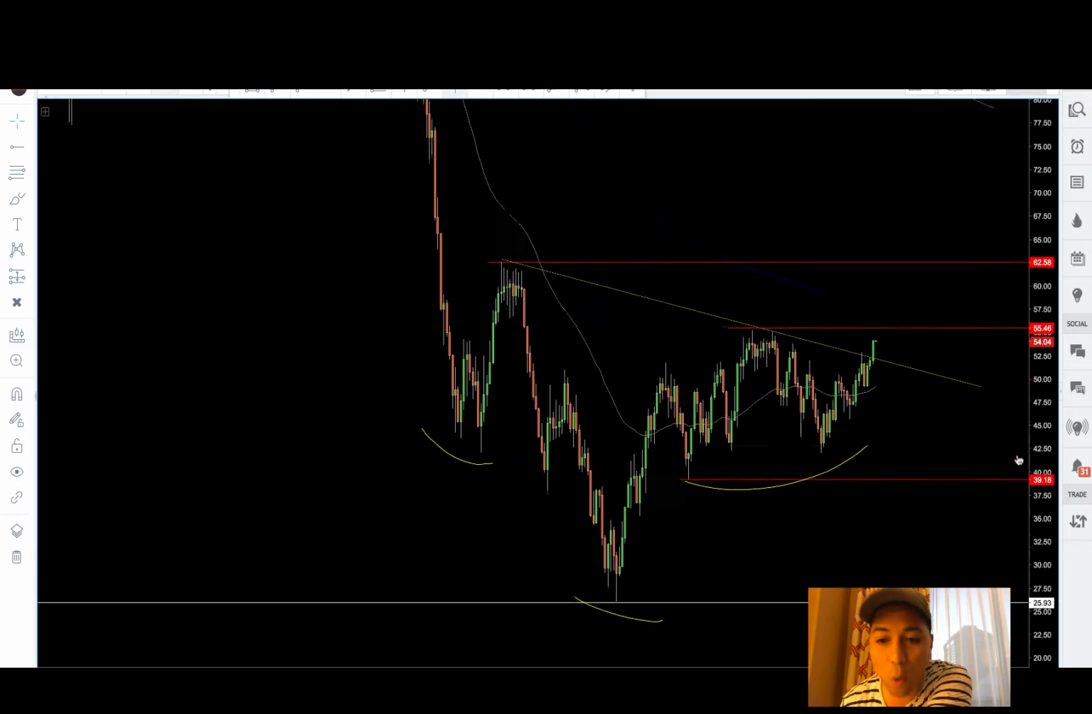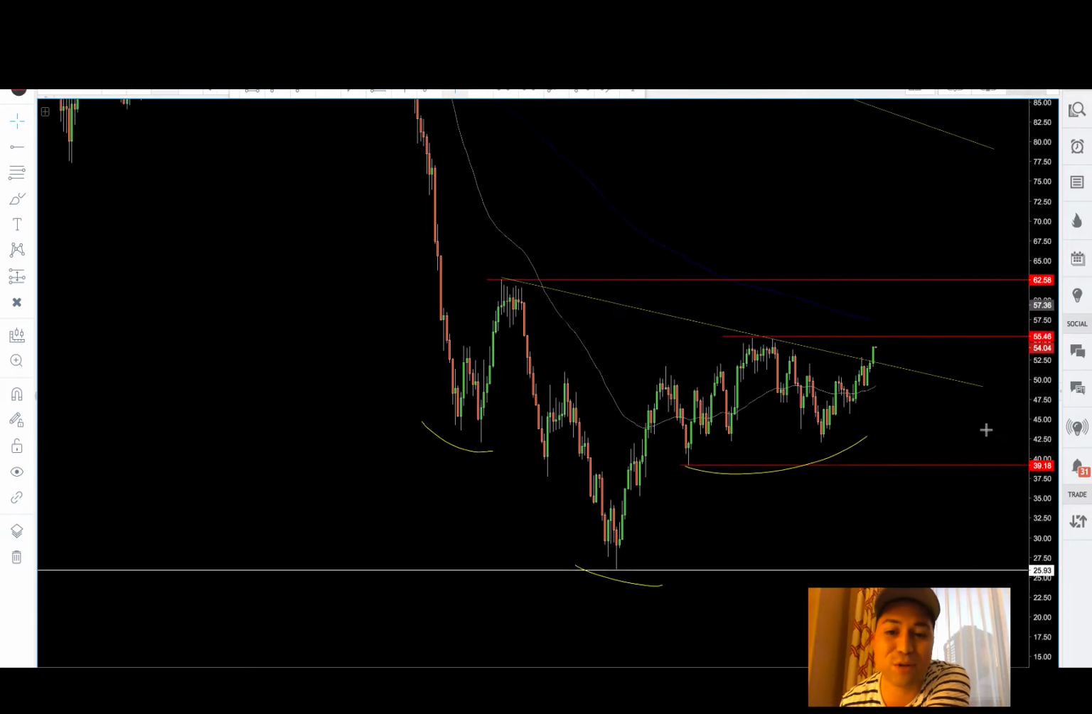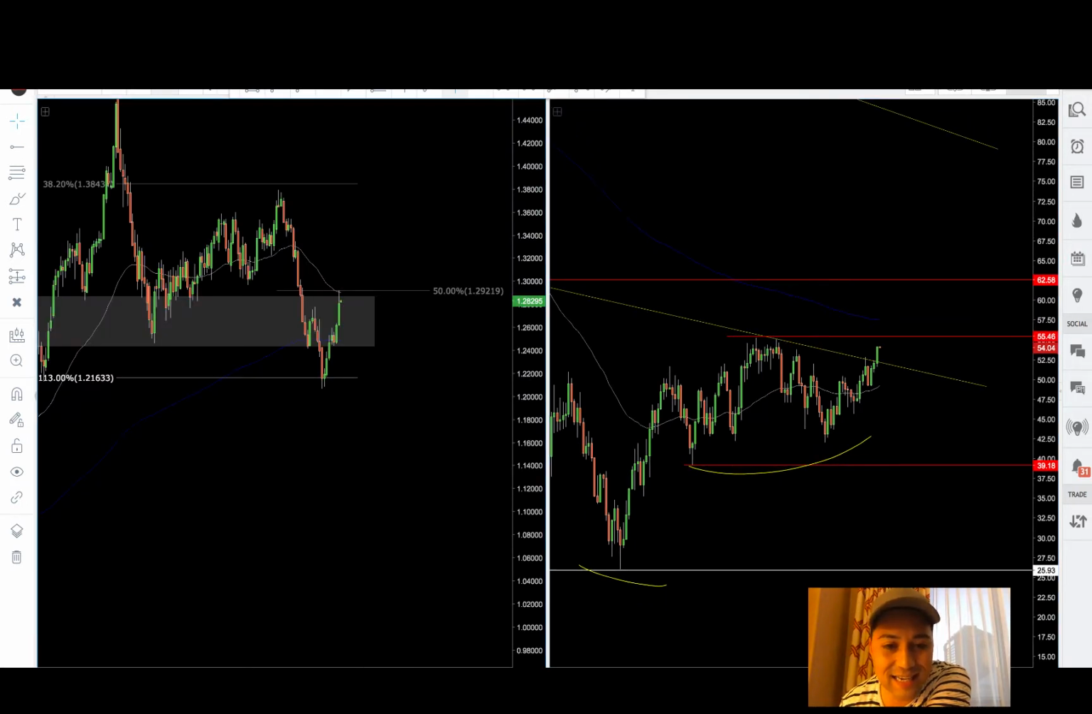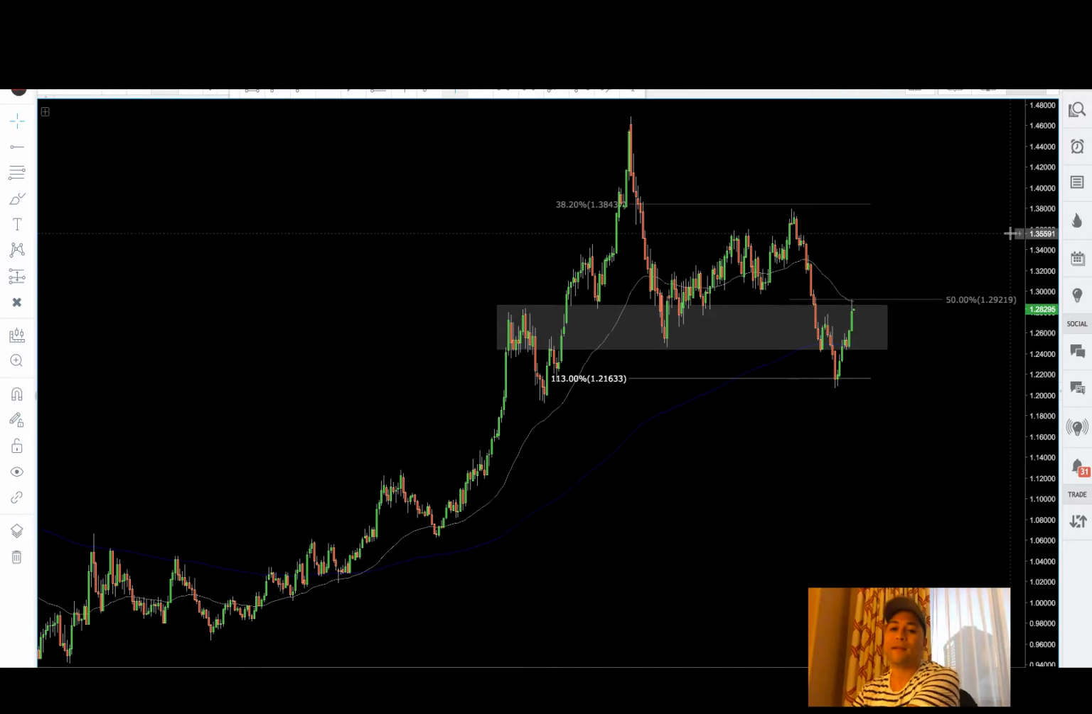This is oil right here. Oil is bullish, extremely bullish. Let's look at the Canadian dollar, and here's why: because they're highly correlated with one another.